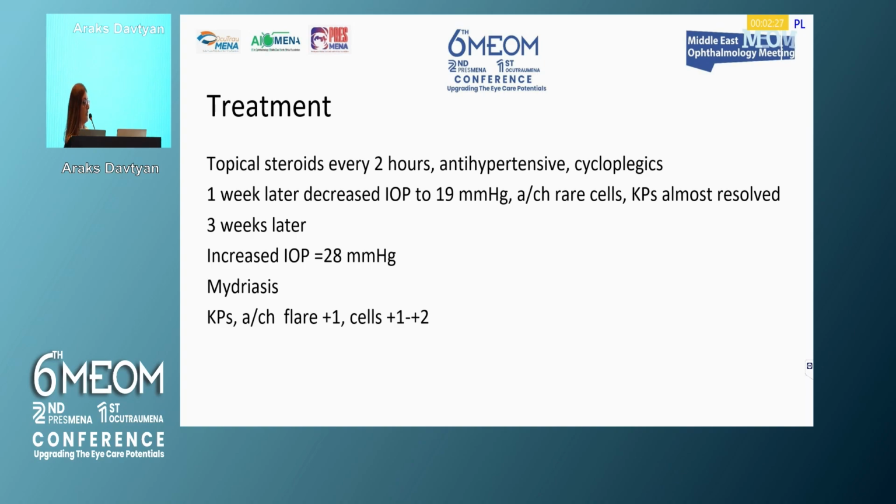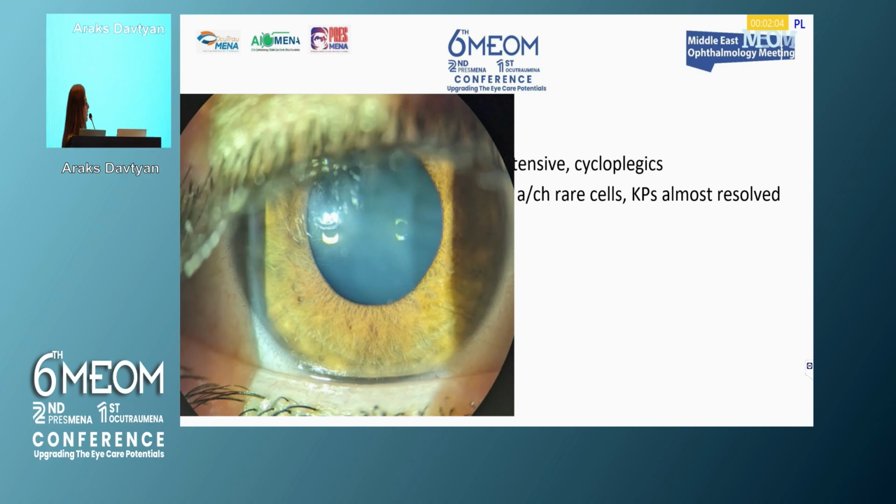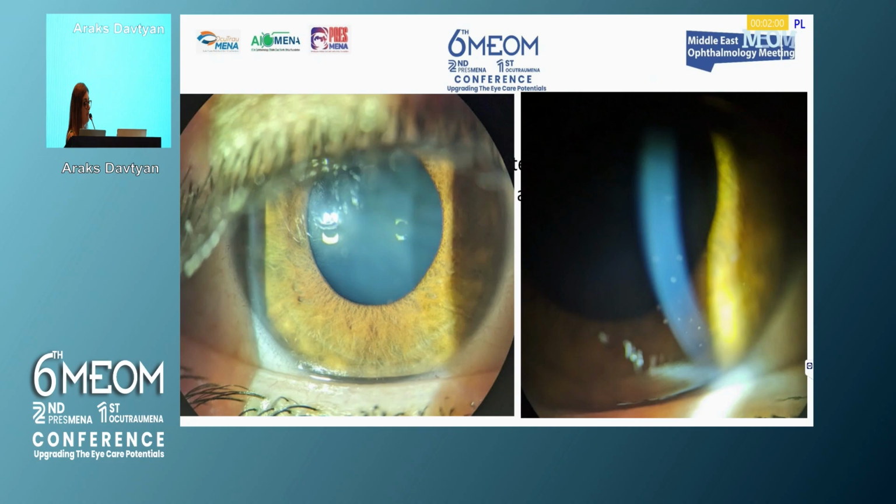Then 3 weeks later, the patient came with recurrence, and now we have elevated IOP, mydriasis, and recurrence of inflammation in the anterior chamber. We should always remember that increased IOP with mydriasis in anterior uveitis almost always has a viral origin. So you can see here a dilated pupil, mild iris atrophy, as well as keratic precipitates.